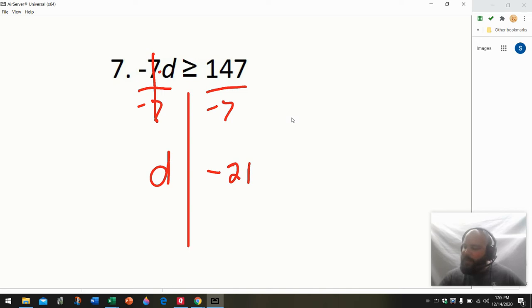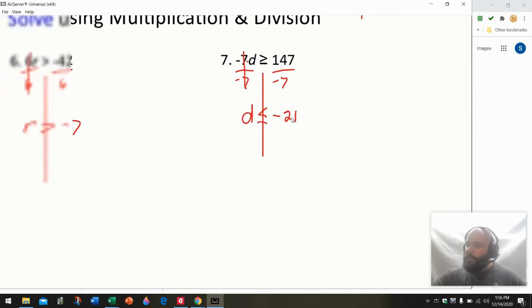But this is the difference. The sign has to flip over, the inequality sign. So if you look right here, it is a greater than or equal to, but in our final answer, it becomes a less than or equal to. And so this is really important to understand that if you multiply or divide both sides of an inequality by a negative number, the sign flips. I should say the inequality flips over. But it's only when you multiply or divide by a negative on both sides. Nothing to do with addition or subtraction, only multiplication or division.